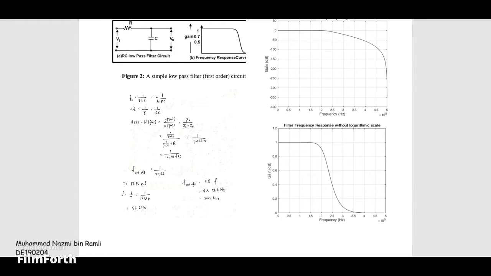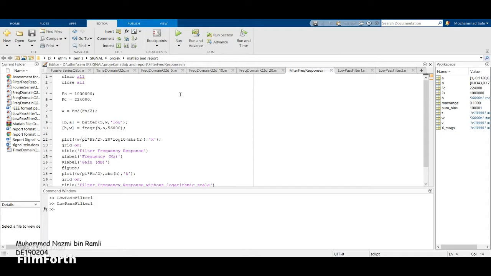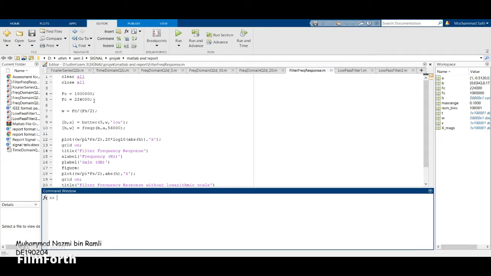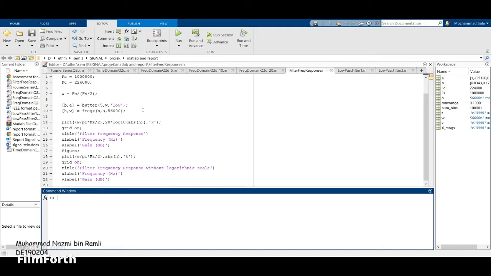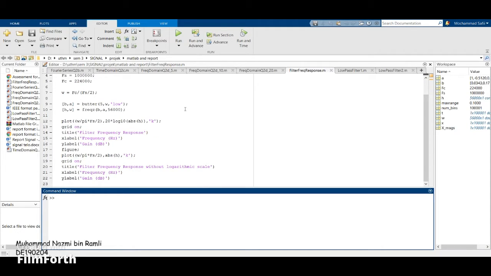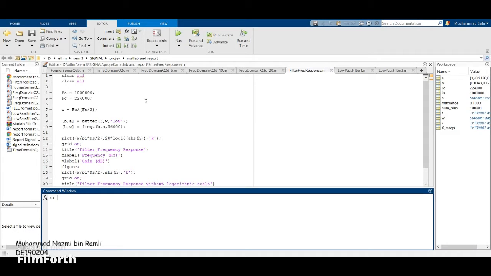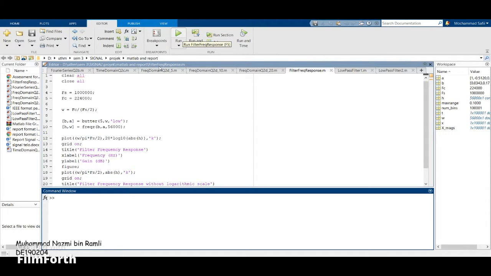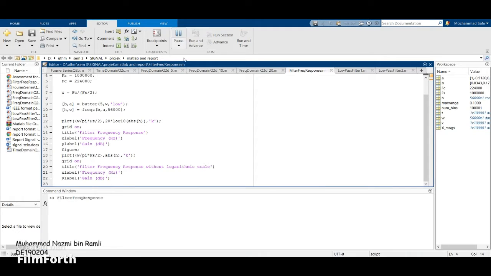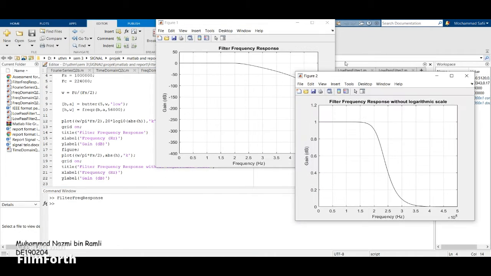Then let's move to the coding in MATLAB. We set Fs as 1 million and Fc equal to 224,000, where Fs is the sampling frequency and Fc is the cutoff frequency. Then we make a formula, Fc over Fs over 2, and we plot two graphs: the first is the filter frequency response, and the other is the same graph but without the logarithmic scale.